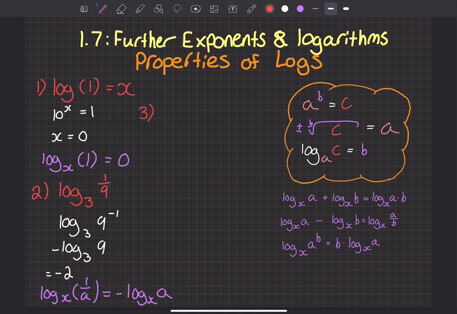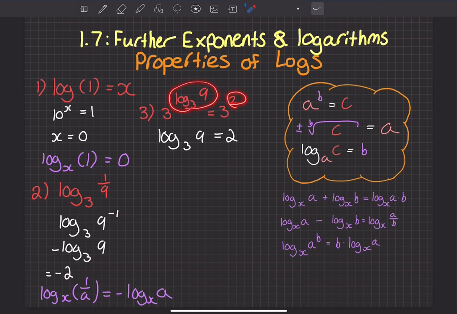And moving on to the third one, let's say we had any number x to the power of log base x. You know what, let's use an actual number. So let's say 3 to the power of log base 3 of 9, let's make it a nice number. How do we do this? The first thing we know is that log base 3 of 9 is 2, right? So what we can put this as is 3 to the power of 2.